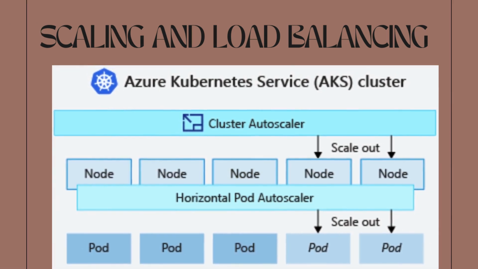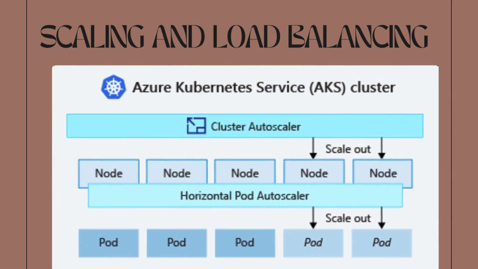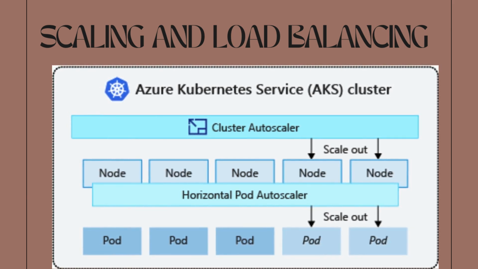What happens when your application gets super popular? AKS has your back with auto scaling. It spins up more pods or nodes when traffic spikes, like adding more cooks to the kitchen during a dinner rush. Plus, AKS handles load balancing, spreading user requests across your containers so no single pod gets overwhelmed. It's like making sure every customer gets their food fast.